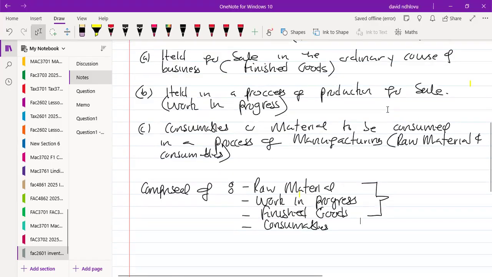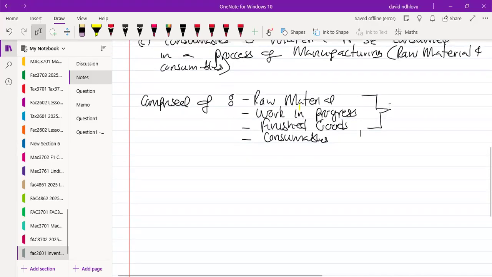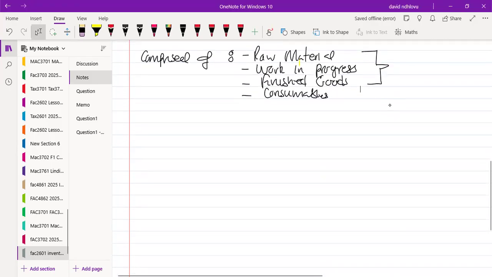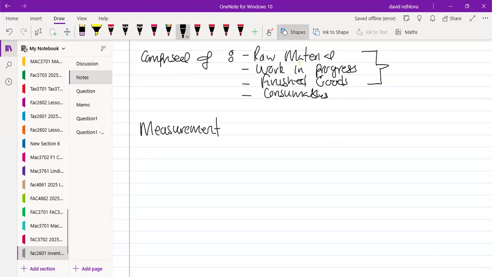Right, let's talk about the measurement of inventory. When we talk about measurement, good people, we are saying what is the amount of value monetarily that we are going to ascribe to a particular item. When we record the inventory in the books, at what value are we going to record the inventory?